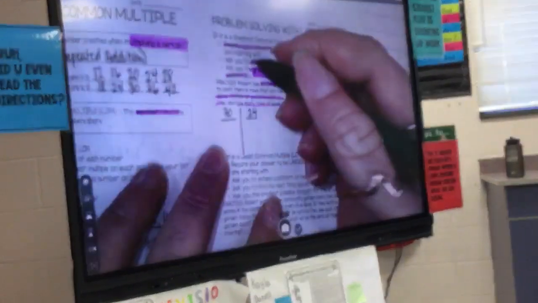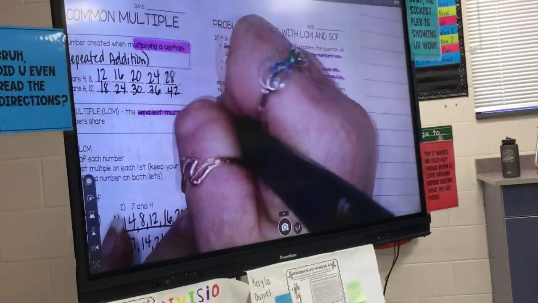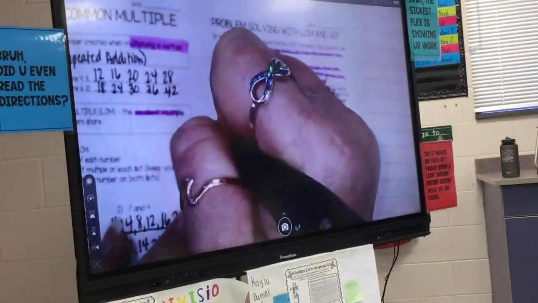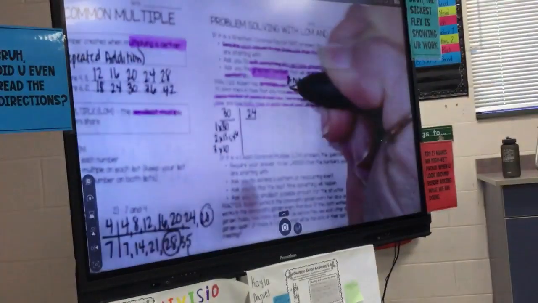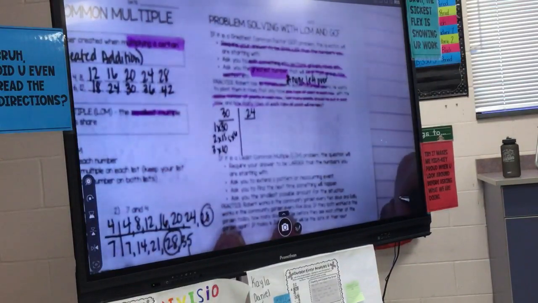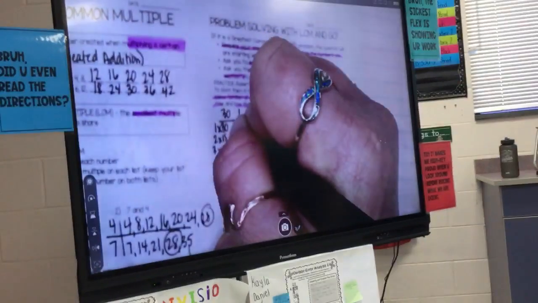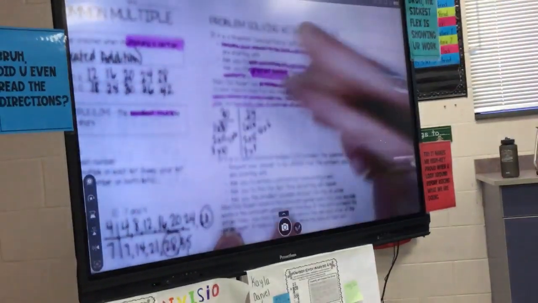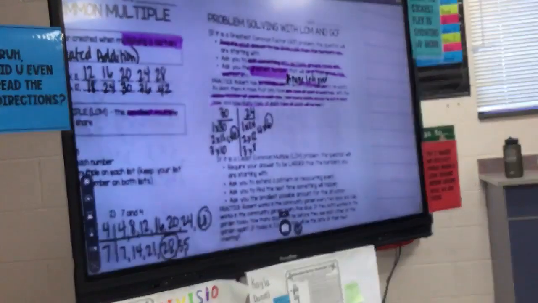Raise your hand to tell me what are the factors of 30. Kaden. 1 times 30. Okay. 2 times 15. Okay. 3 times 10. Okay. And then 5 times 6. All right. What are my factors for 24? Peyton. 1 times 24. Okay. 2 times 12. Okay. 3 times 8. And 4 times 6.